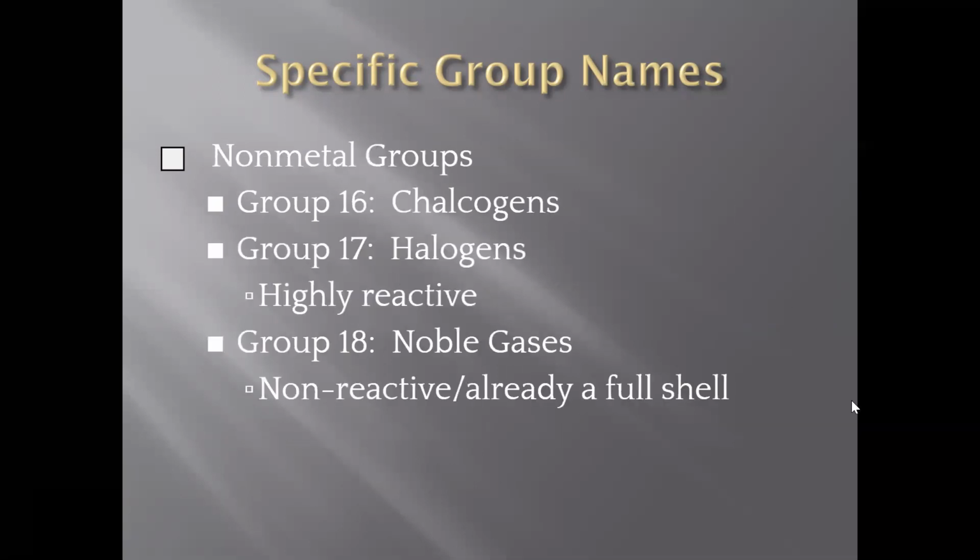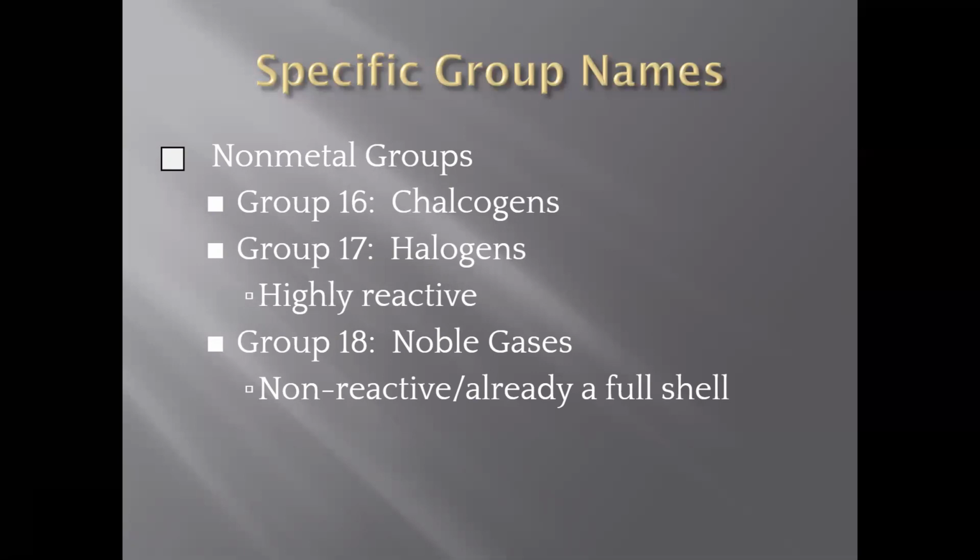Your nonmetals groups that you need to know, group 16 are going to be referred to as your chalcogens, group 17 are your halogens, and group 18 are noble gases. So chalcogens don't really have any properties that I need you to know, but halogens you do need to be aware are pretty highly reactive as well, though not necessarily as spectacularly as the alkali metals are reactive. Group 18 are non-reactive. They already have a full shell of something called valence electrons, which I'll talk about. So they don't tend to do anything.